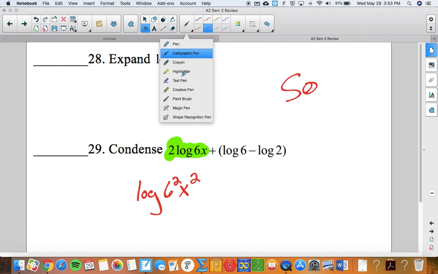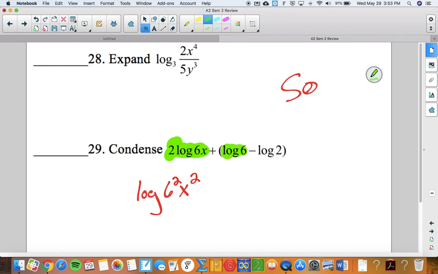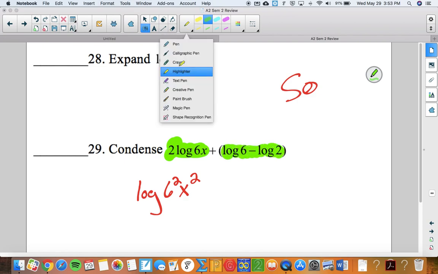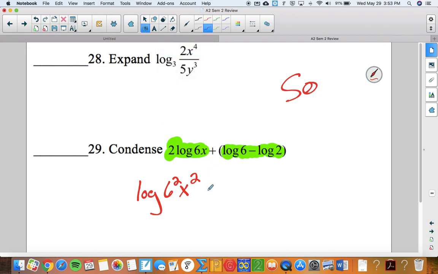And I'm going to work over to the yellow. That's not yellow, is it? I'll work over to that part. Now, this plus sign is going to make it become multiplication here in a second. And this subtraction sign makes it division. So I have log of 6 divided by log of 2. So that's like my first step.